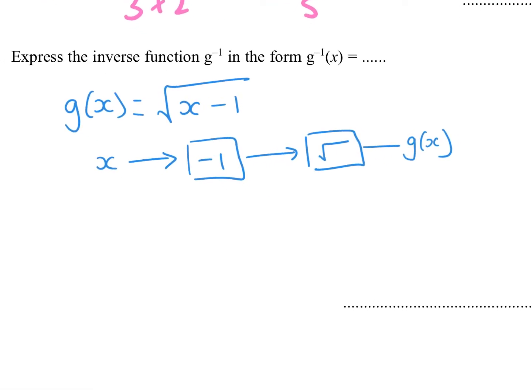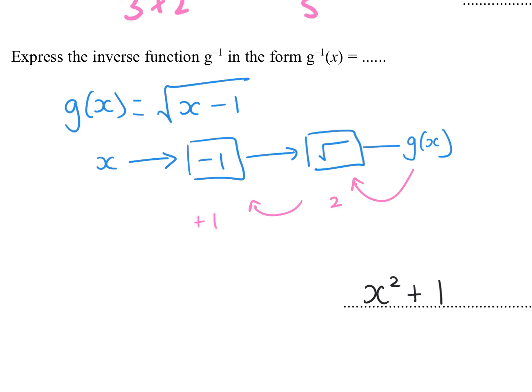So if we want to find the inverse, imagine going backwards. Instead of square rooting, we'd do the inverse, so we'd square it, then we would add 1. So the inverse is x squared plus 1, because we square it and then we add 1.